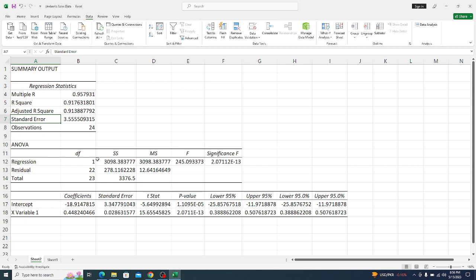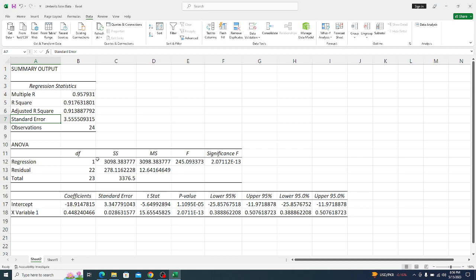Basically, the degrees of freedom we will discuss more when we deal with the distributions, like the chi-square and the t-distribution. There is where we have a broad discussion of degrees of freedom.